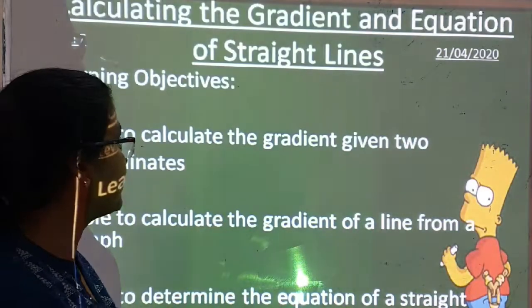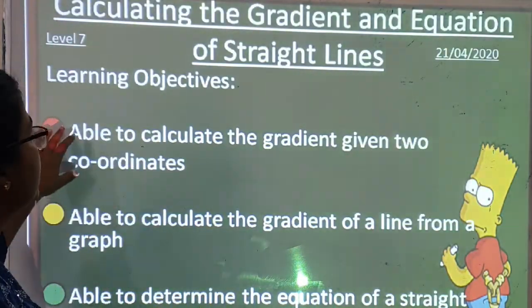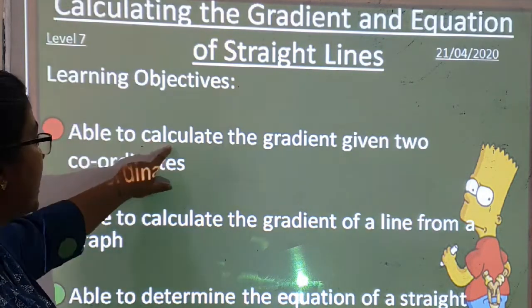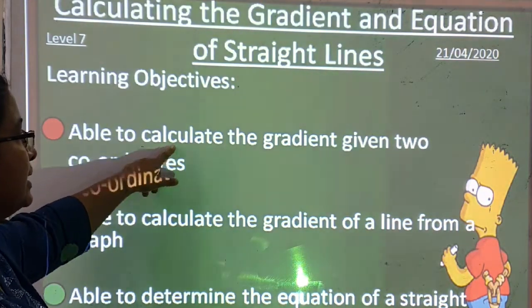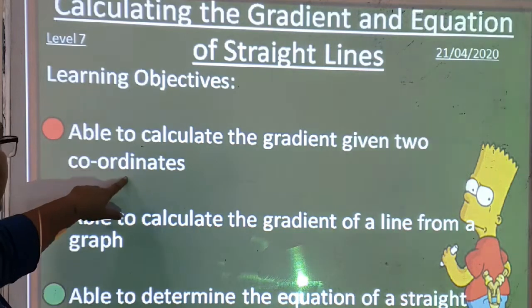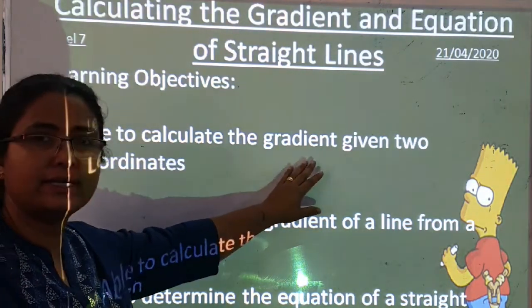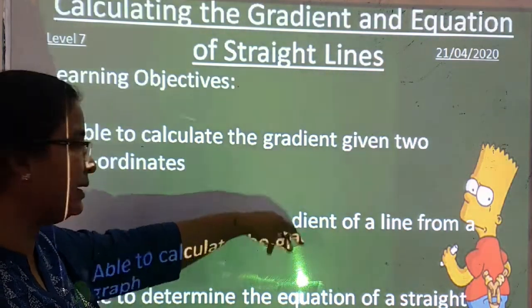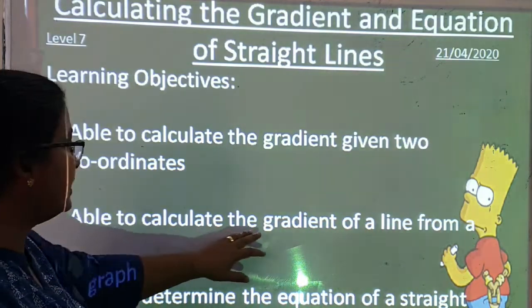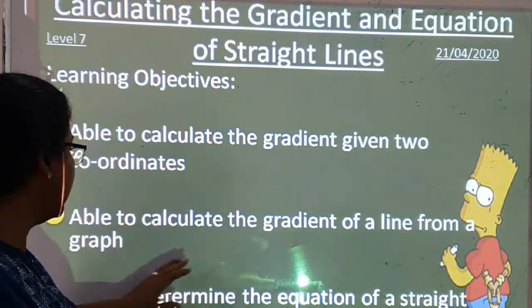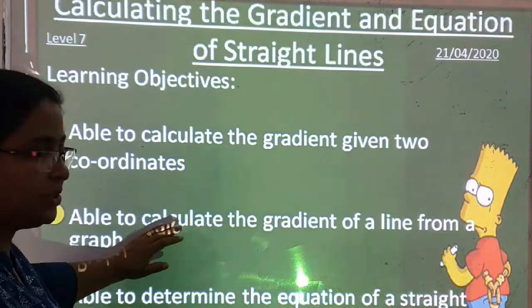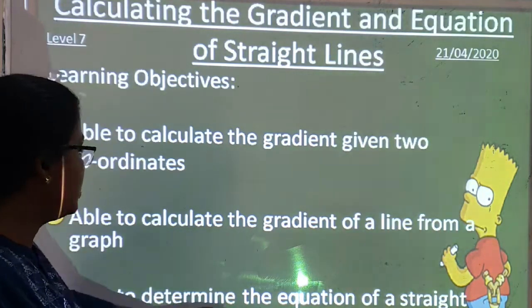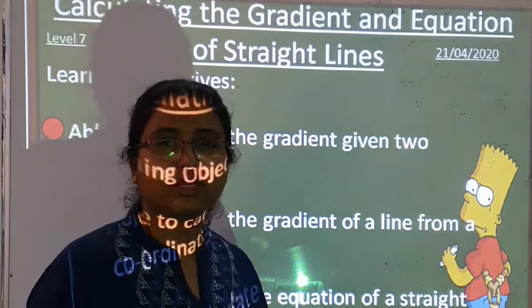Okay. So today our aim is to be able to calculate the gradient given two coordinates, how to find the gradient, which we have already studied before. I will explain to you once again. Then to be able to calculate the gradient of a line from a graph, that I will explain to you at the last point. Then to be able to determine the equation of a straight line passing through 2 points.